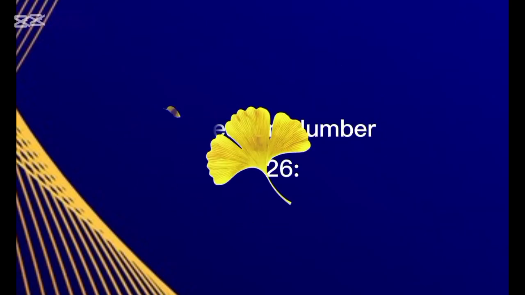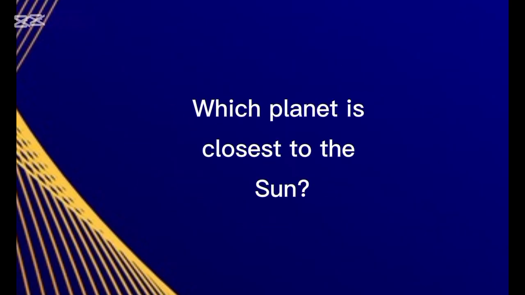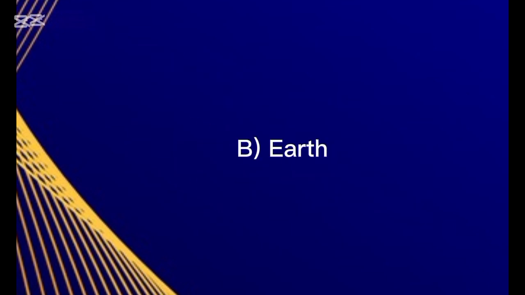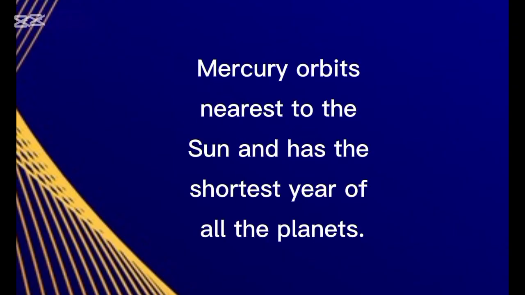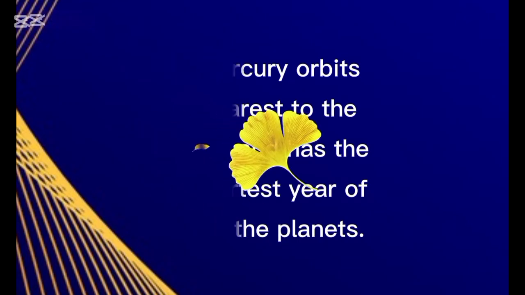Question number 26. Which planet is closest to the Sun? A. Venus, B. Earth, C. Mercury, D. Mars. Correct answer, C. Mercury. Explanation: Mercury orbits nearest to the Sun and has the shortest year of all the planets.